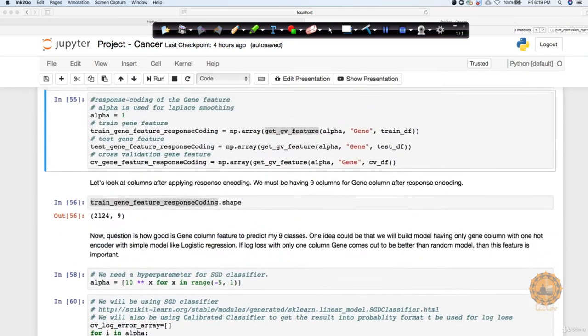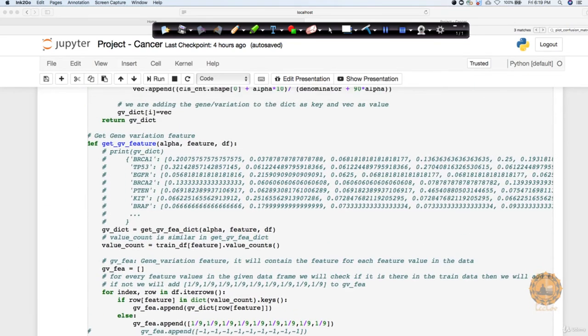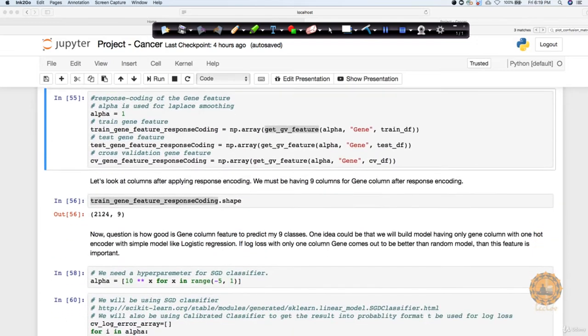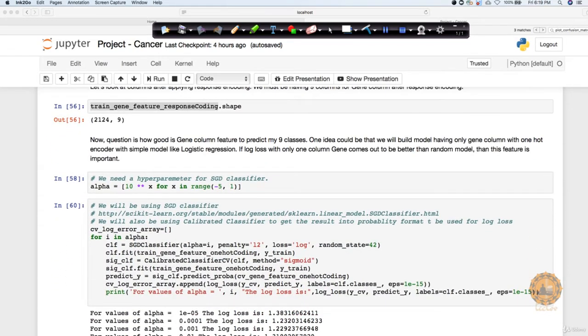So now we understood how to get the response encoding and the one hot encoder. Right now we have just converted the gene column with respect to either a one hot encoder, which is going to create 227 columns, or with respect to your response encoding part, which was creating 9 columns with respect to your probabilities.